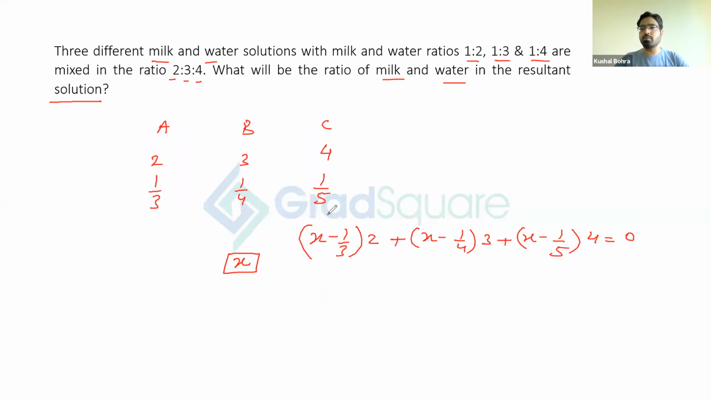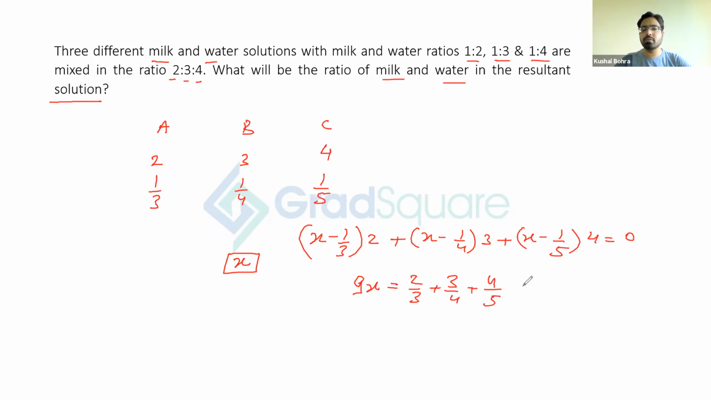don't really know what is the surplus, what is the deficit. So some of these values will be negative, some of these values will be positive, such that the sum of those values should turn out to be equal to 0. Now let's just try and solve this. 2x, 3x, and 4x, that's going to be 9x. So 9x should be equal to 2/3 plus 3/4 plus 4/5.